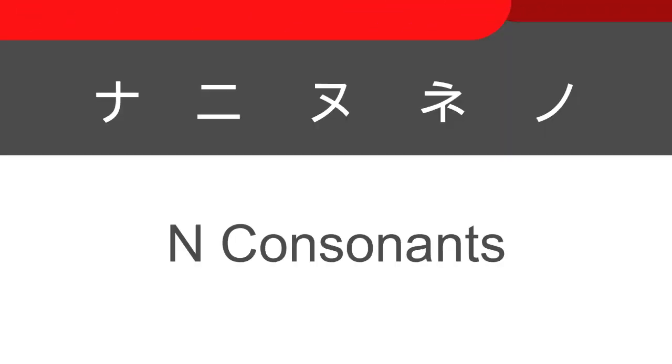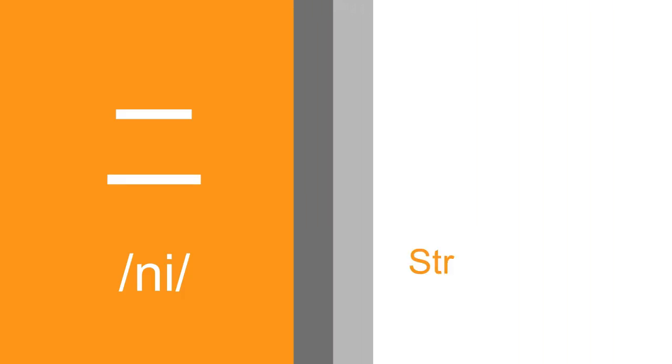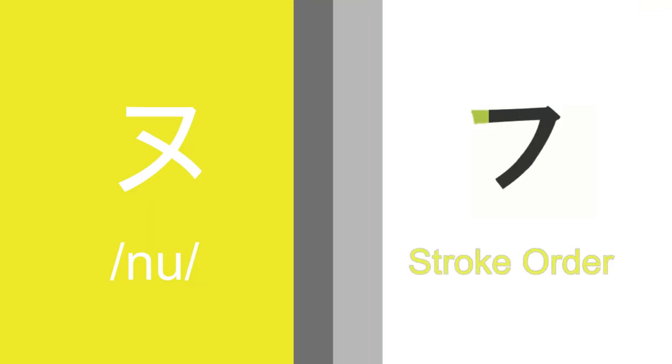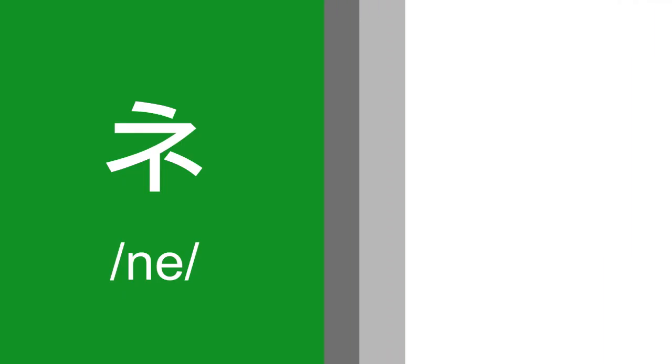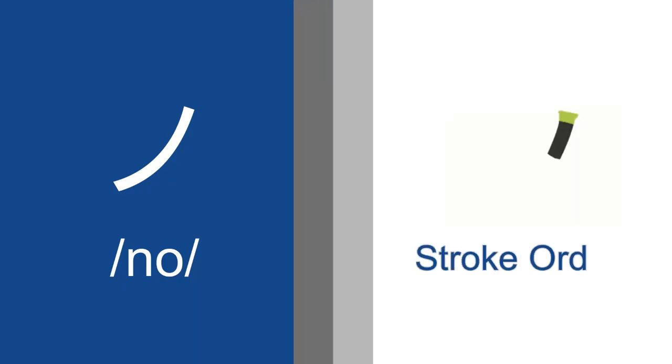Then let's move on to the next word group, which is N. Na, ni, nu, ne, no.